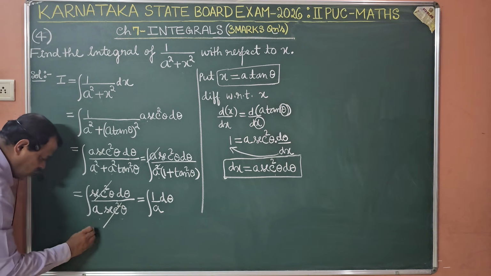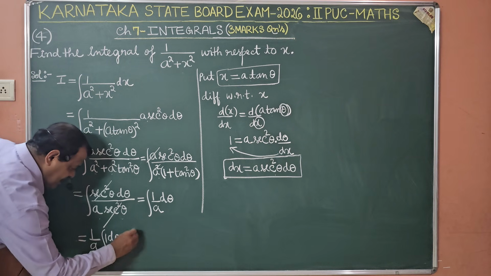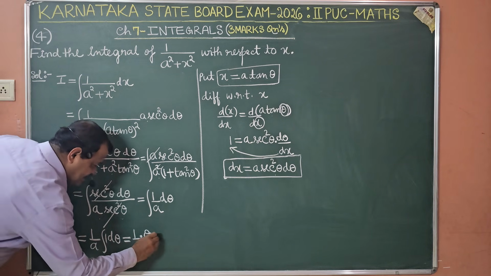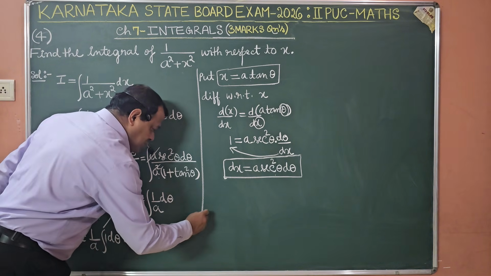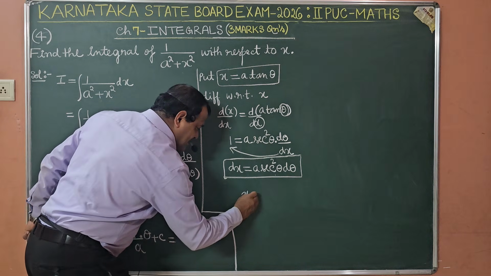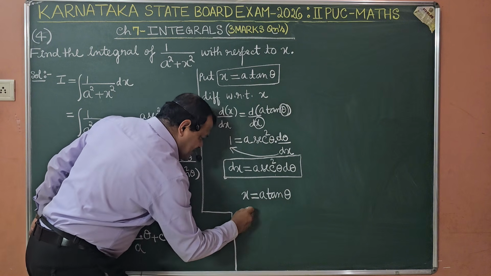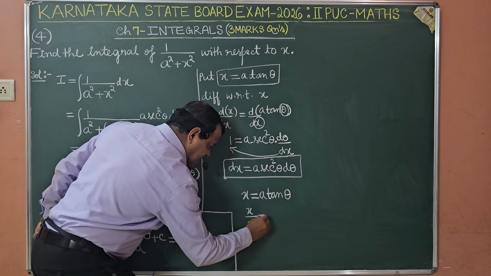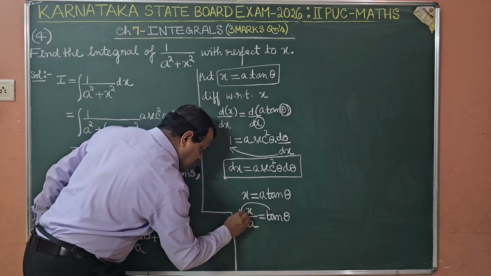1 by a outside. Integral of 1 d theta remaining. And integral of 1 d theta is theta plus c, constant of integration. Meantime, I should substitute back for theta, and that I will do here. See, we have made a substitution, x equal to a tan theta. Therefore, isn't it x by a? This a comes to the denominator, is tan theta, or this tan transpose, isn't it?